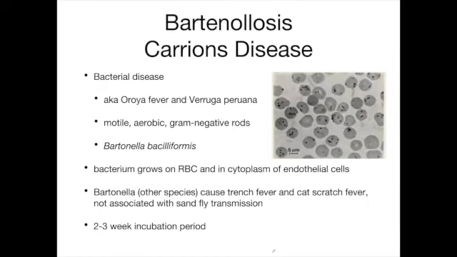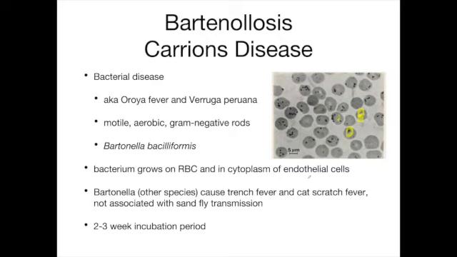Bartonellosis. This is known as Carrion's Disease. Here you can see the Bartonella bacteria inside of these cells, in these red blood cells. It's sometimes referred to as Verruga peruana and Oroya fever. These are gram-negative rods that have motility. They are flagellated. So Bartonella bacilliformis is the name of the bacteria.